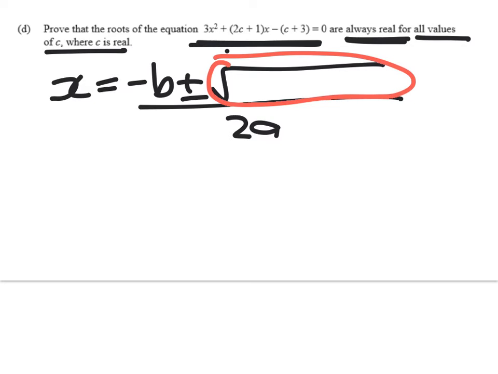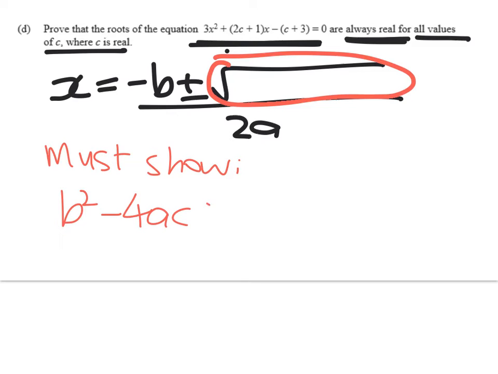Okay, so I'll just change the pen back. So what we need to show is that b squared minus 4ac is greater than or equal to 0. Now I'm saying greater than or equal to there because I don't have to prove that there are two roots. So that would be a strict inequality if that were required, but it's not.